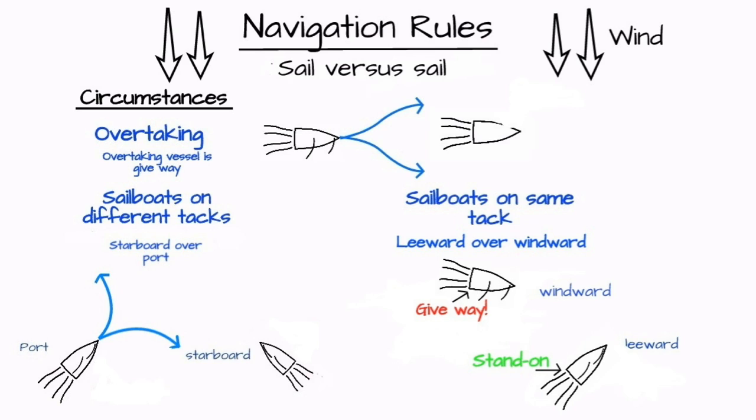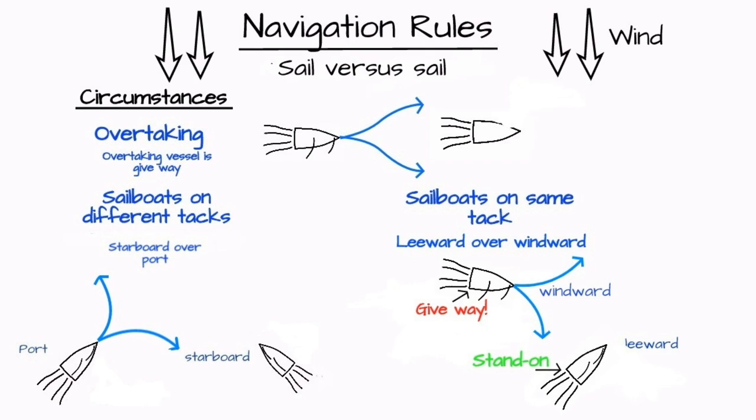In this circumstance, the windward vessel needs to take give-way action and can do so by heading up to pass in front of the leeward vessel or bearing off to pass behind the leeward vessel, being of course careful to avoid an accidental jibe if they take that action.